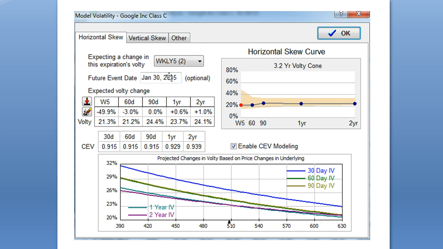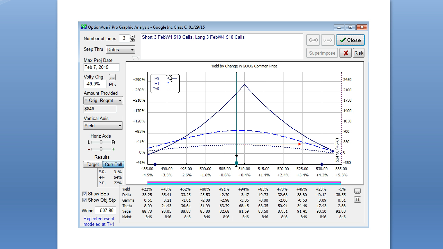Okay, one moment here. Okay, so that is the model volatility screen showing us the skew snap. Google ended up gapping roughly 3.4%, and it went to the upside in this particular case. It went to the upside to roughly 525 overnight.